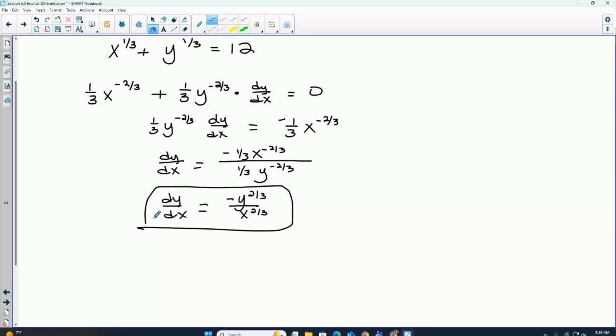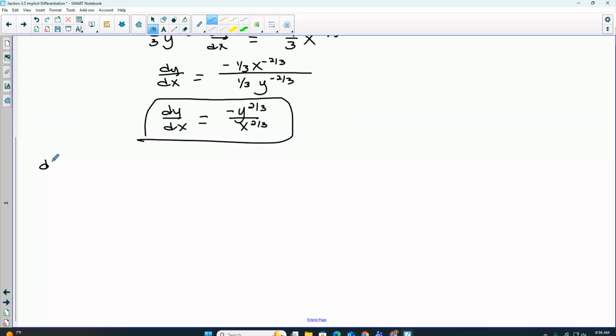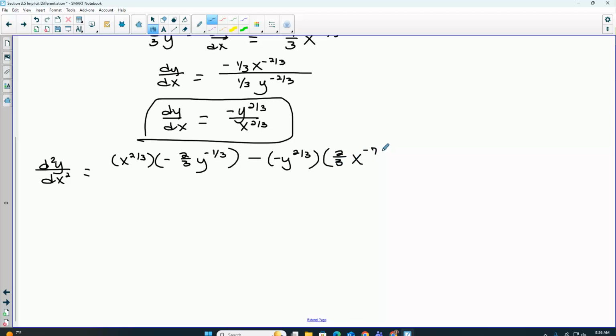But now if I want the second derivative, we have to work from here. So the way we have it written, we'd have to do quotient rule. So low, d high. So we have negative the 2/3 comes down. Y, subtract 1 from the power, so negative 1/3. Minus high, d low, derivative of the bottom. So the 2/3 comes down. X, subtract 1 from the power.